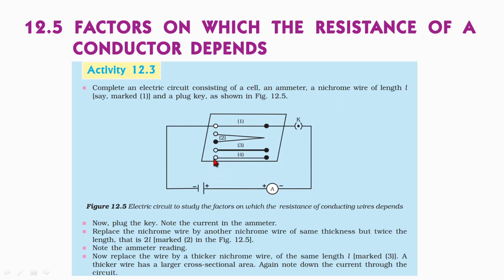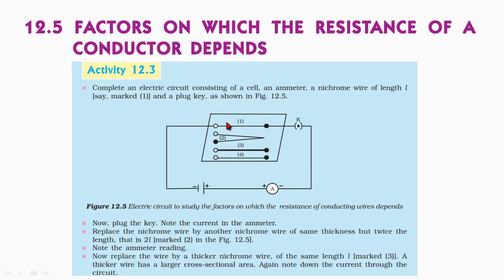Now in situation 4, we have a copper wire with the same thickness and same length. Now what will be the ammeter reading? Copper is a very good conductor of electricity because the resistance offered to electrons' movement is less. So the ammeter reading will be more than the nichrome wire in situation 1, because copper is a good conductor.